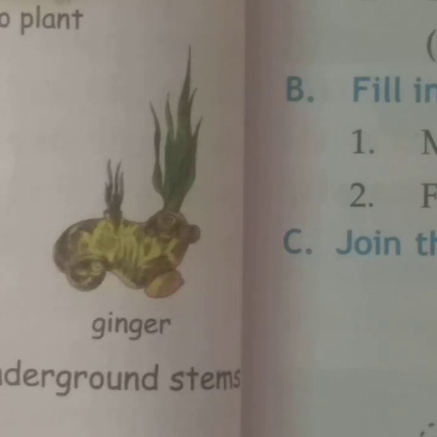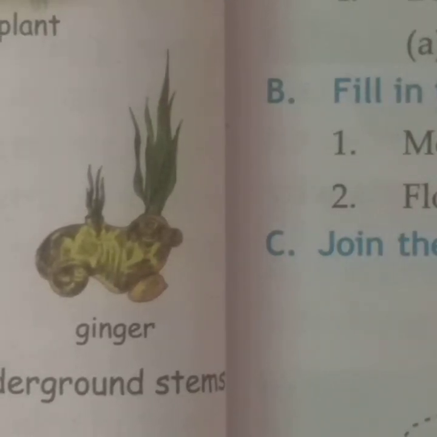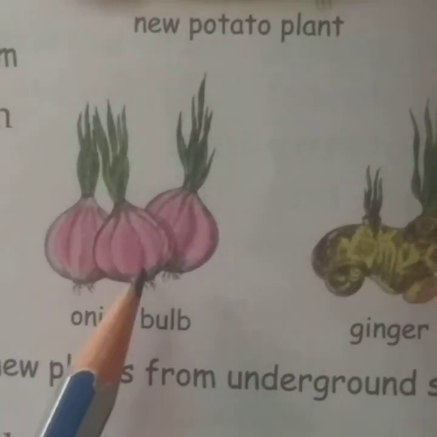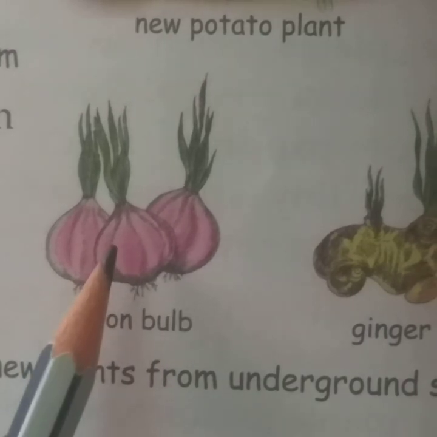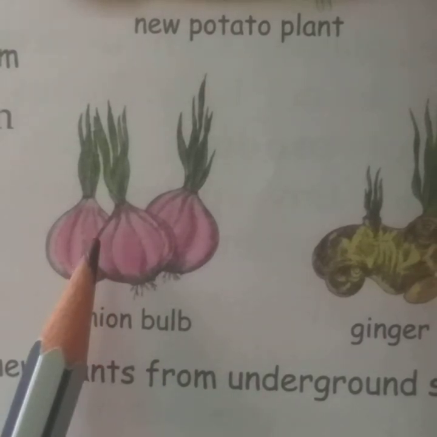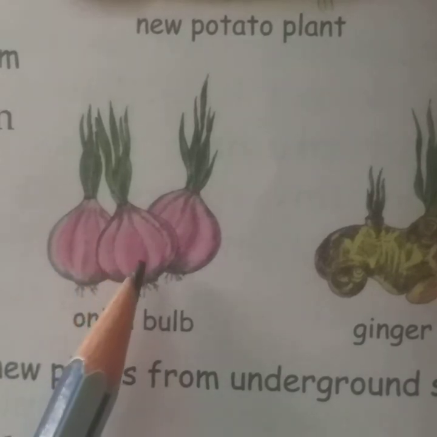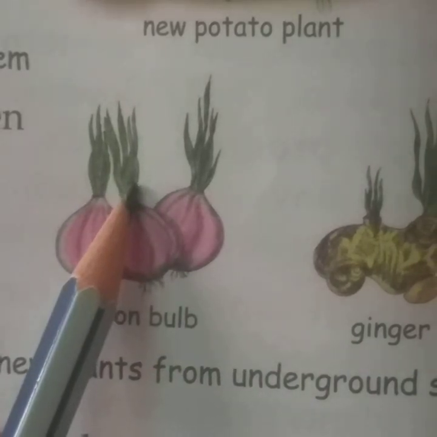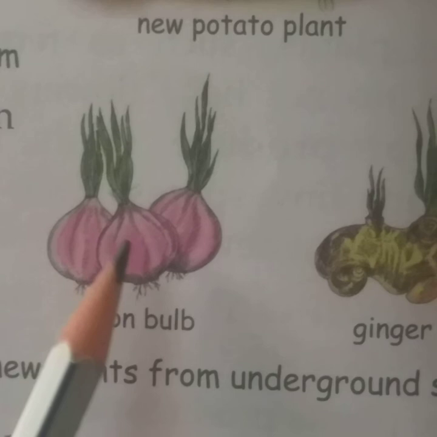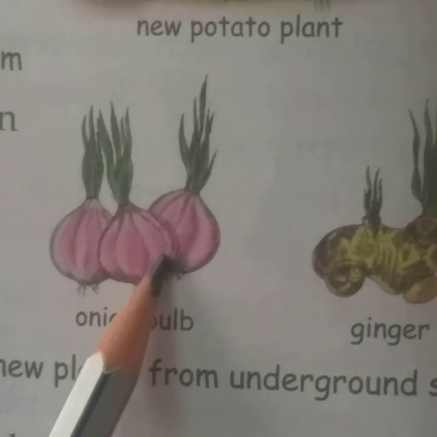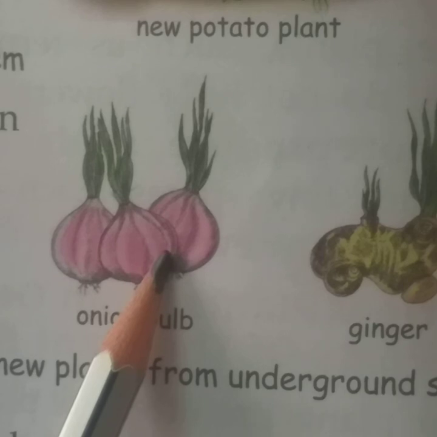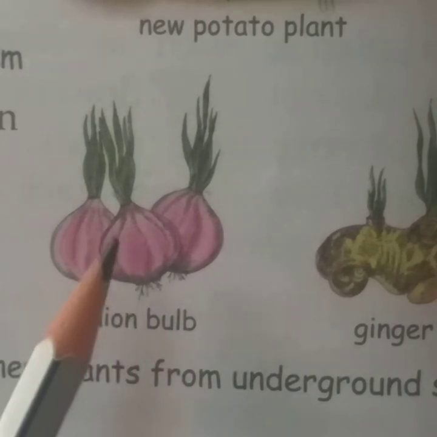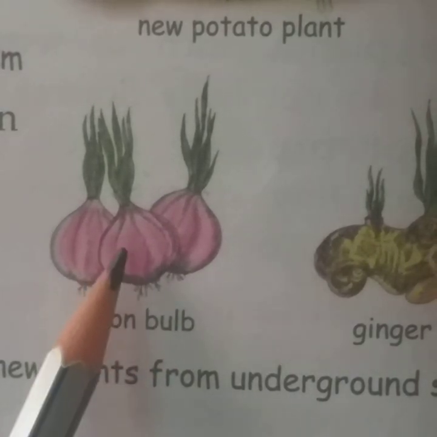Now onion, have you observed onion? Onion has a swollen part at the downside, which is called the bulb of onion, or onion bulb. If we sow these onion bulbs into the soil, these bulbs can grow new plants. If they get favorable conditions and are sown into the soil, these can grow new onion plants. This is also a kind of stem. This is also the stem part.